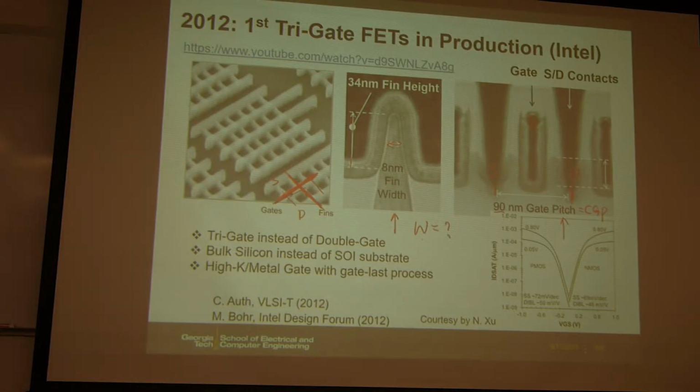And compared to the initial design from Berkeley, the differences here are the tri-gate instead of double gate. Originally, only the two sides are the gate, but here the top side is also the gate. And also here, Intel used the bulk silicon instead of SOI, silicon-on-insulator. This is due to the cost reason. The bulk silicon process is cheaper. And Intel used this high-k metal gate with the gate last process. And I don't think we have time to discuss what is gate first and gate last process. But this is high-k metal gate.